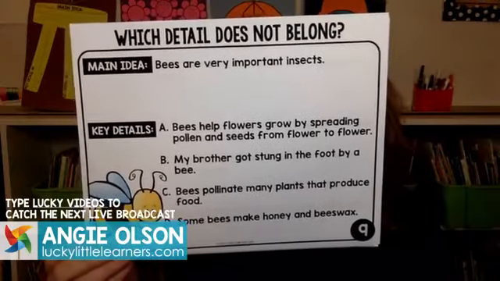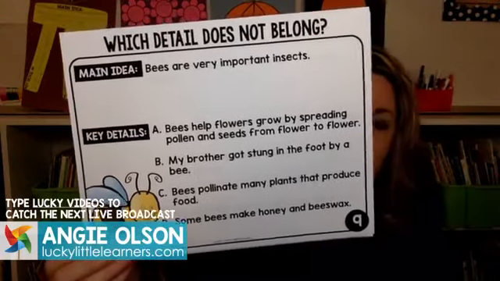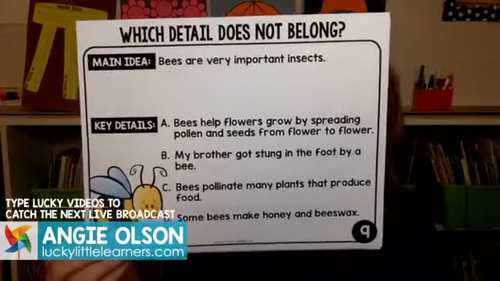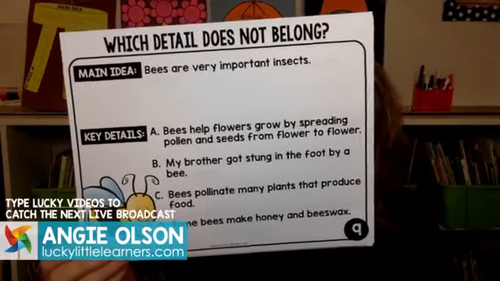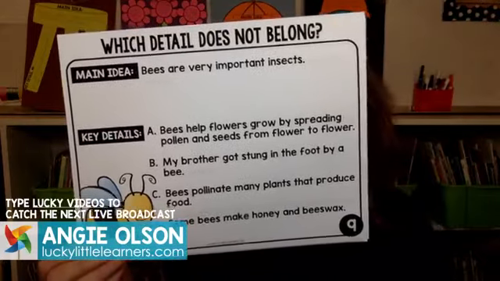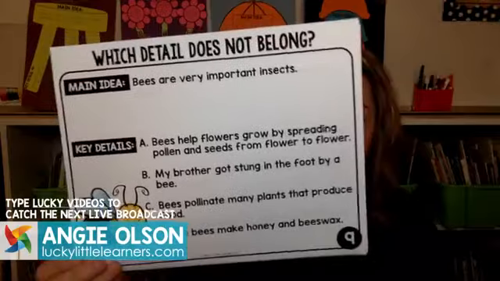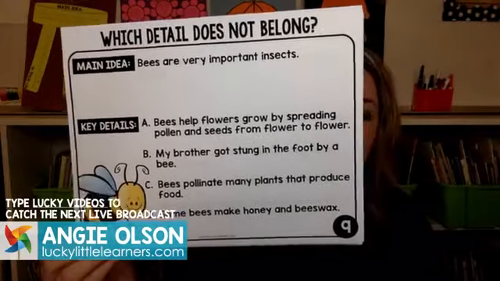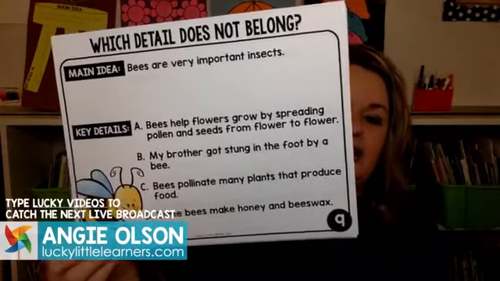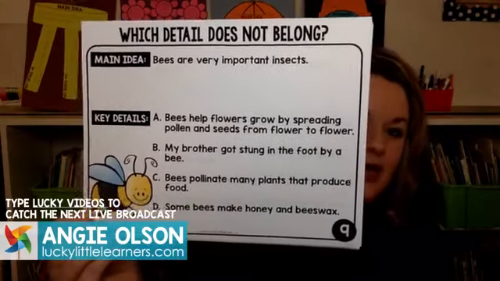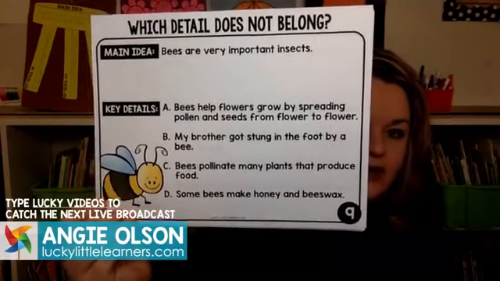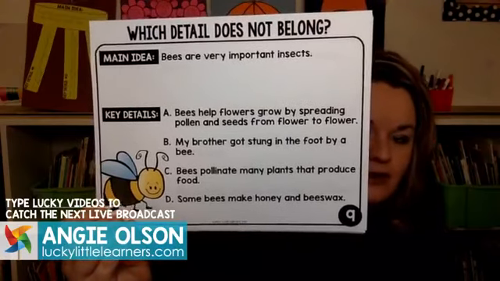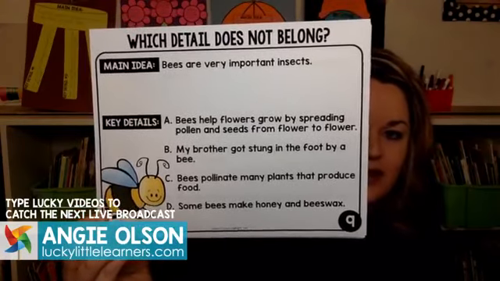And basically what you're going to do is read through the main idea and the key details together, and then the students are going to use either a recording sheet or their marker boards, and they are going to figure out which detail does not belong. So if the main idea is bees are very important insects, and you can see the 3 key details. We're going to read them. I'm just going to read them together because I have something I want to say about this.